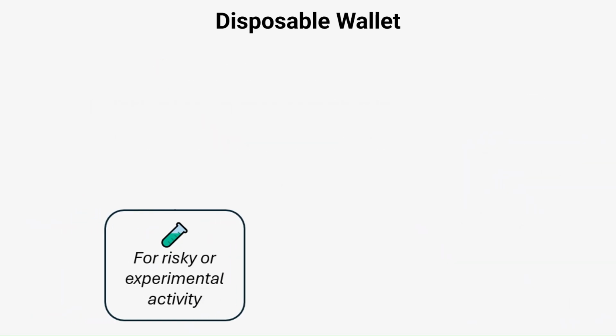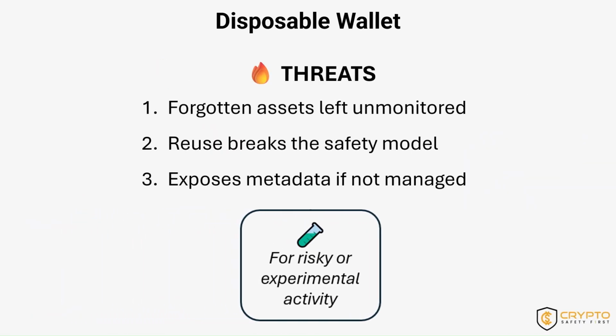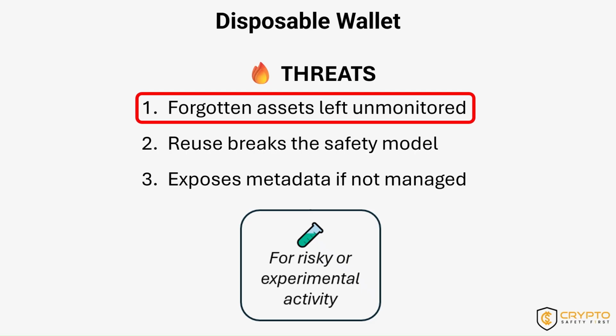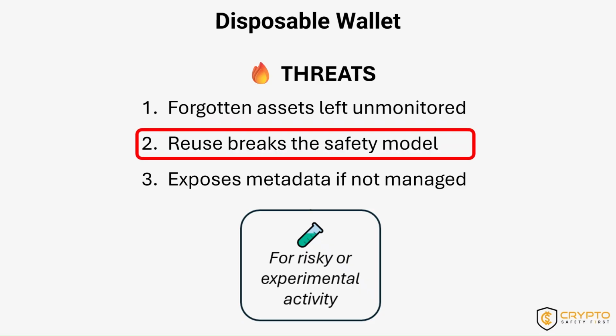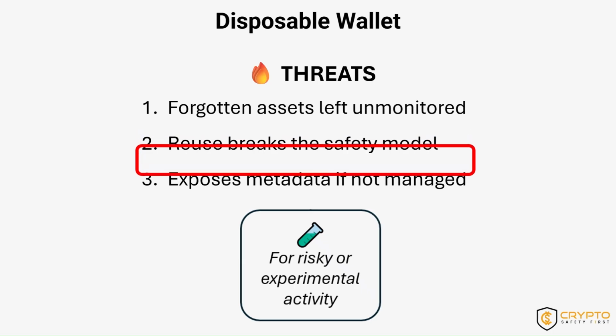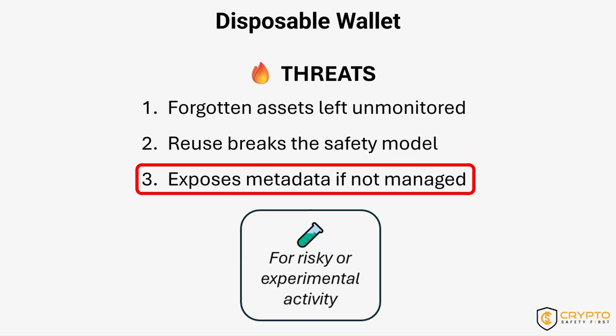Let's look at threats. Even though the disposable wallet is built for risky or experimental activity, it still requires constant awareness. The first threat is forgotten assets. Small balances, tokens, or NFTs left behind in old wallets can easily go unmonitored and become lost or exploited later. Next, reusing a disposable wallet completely breaks its safety model. Once it's been exposed to an unknown site or contract, that wallet should be considered burned and never used again. Reusing it reopens past vulnerabilities and defeats the purpose of isolation. Finally, using the wallet carelessly can expose metadata, such as your IP address, browser fingerprint, or linked wallet history, especially if you don't manage your privacy tools properly.